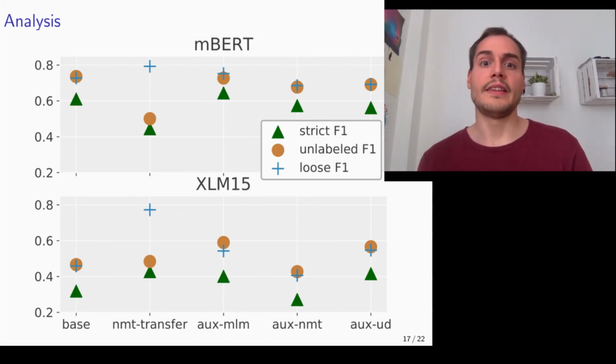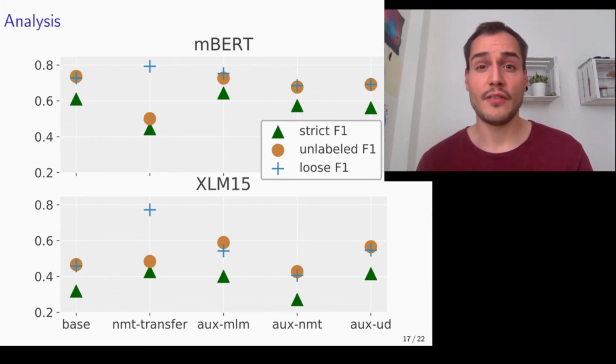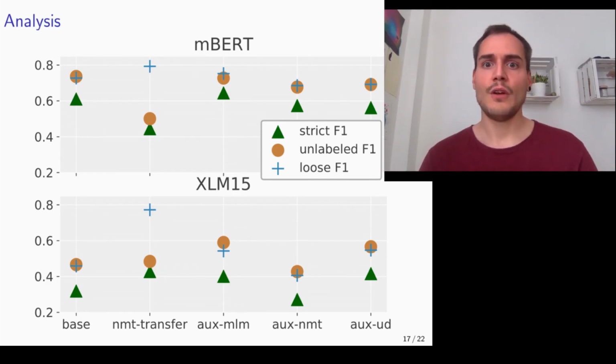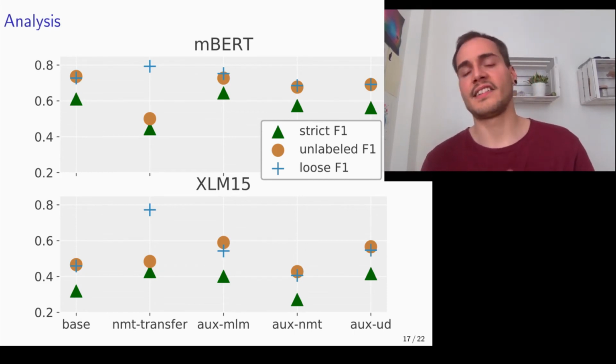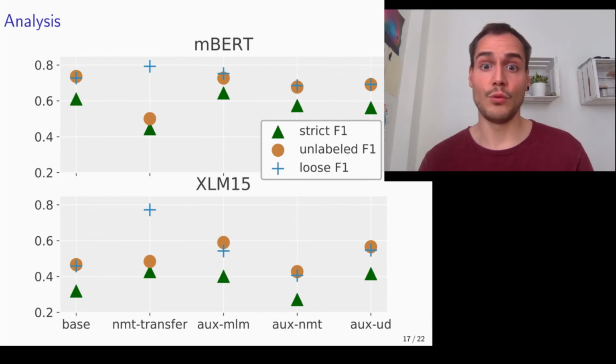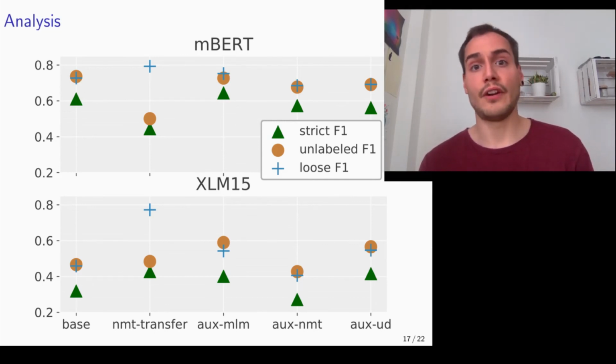XLM15. The main findings are that neural machine translation transfer does very well on the loose F1 metric, which means that it struggles finding spans, whereas neural machine translation as auxiliary task with the XLM15 makes more labeling errors. For additional details and insights, we refer to the paper.